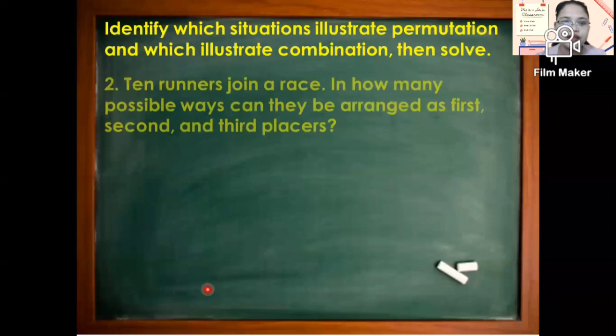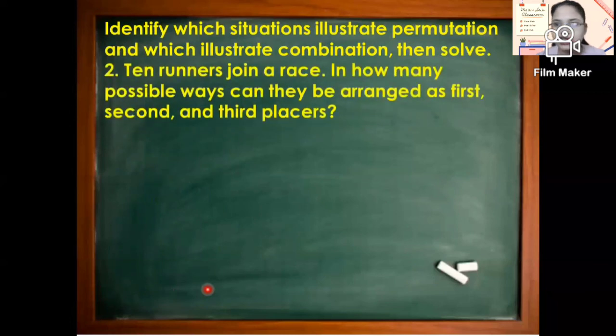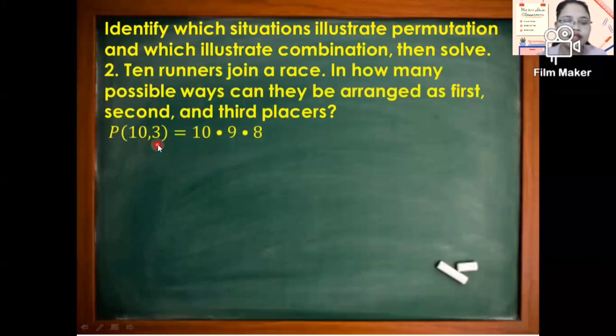Yung number 2 naman, na sinasabi natin na siya ay permutation. 10 runners join a race, in how many possible ways they can be arranged as first, second, third placer. Ilan ang kasali? Ang n natin is 10. Taken how many? We need first, second, and third. So, ibig sabihin, yan ay permutation of 10. Ang kukunin lang ay 3. First, second, third. 3 lang. So, that is now permutation of 10 taken 3.